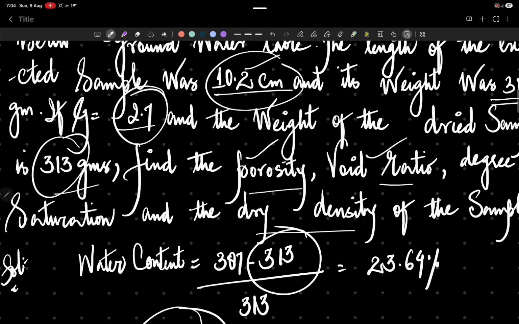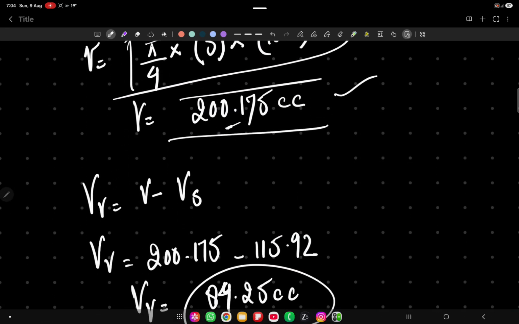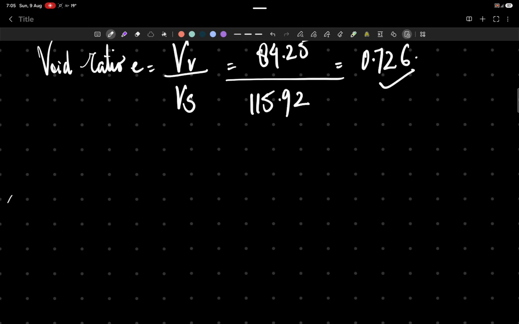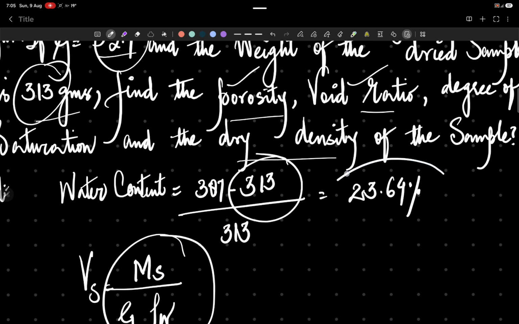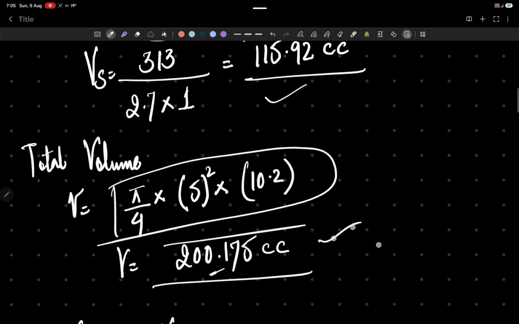All right. So degree of saturation. Degree of saturation as per the generalized equation, Se = wG, so S is wG by e. We know all three. We can find the degree of saturation. Water content is how much? The thing we found in the very beginning, 23.64%.